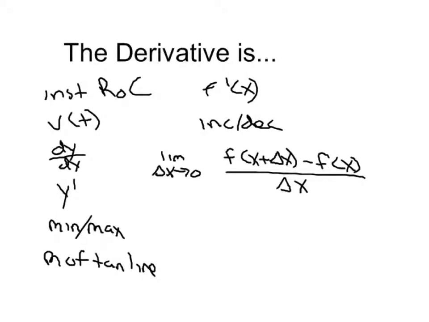So here's a reminder of the things that we know about the derivative. The derivative is the instantaneous rate of change. Derivative is velocity. Derivative is dy/dx, f prime and y prime. Derivative is where we find the mins and maxes, where we find increasing and decreasing, the slope of the tangent line, and the derivative is the limit definition of the derivative.